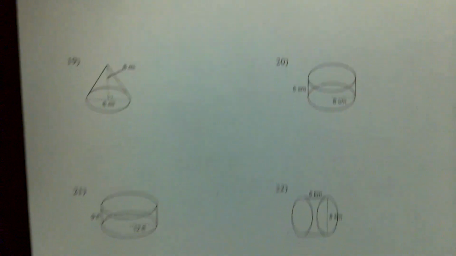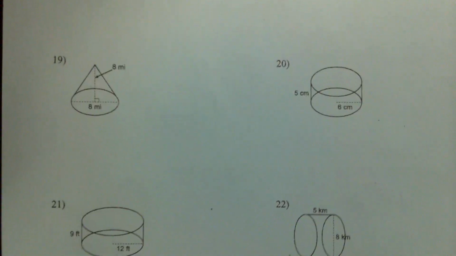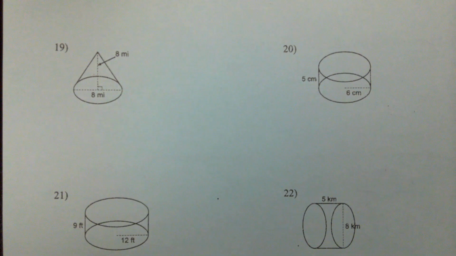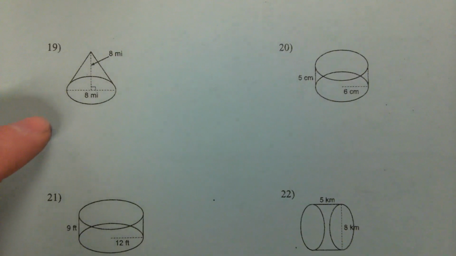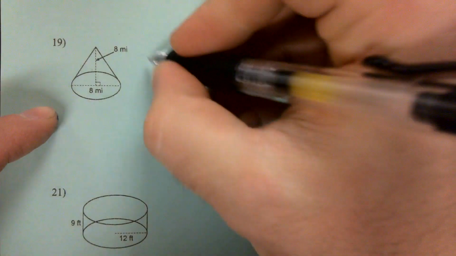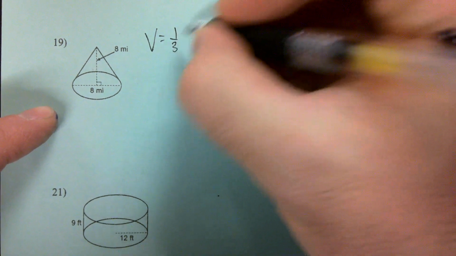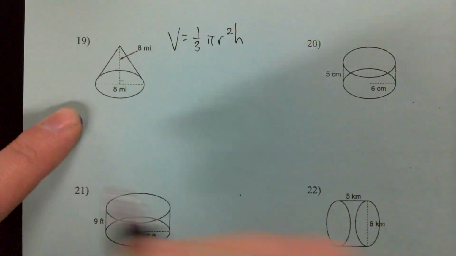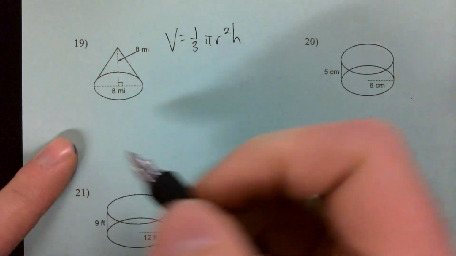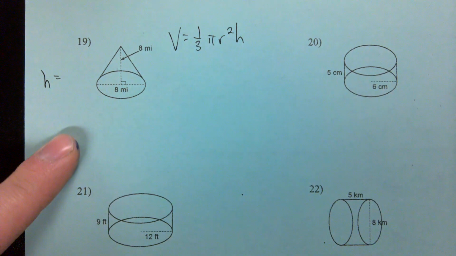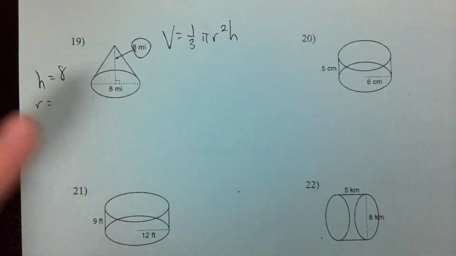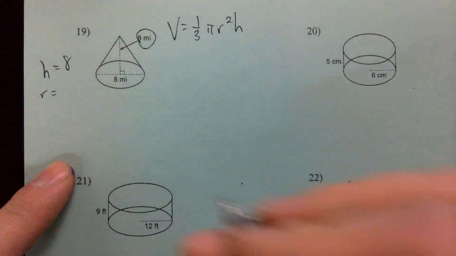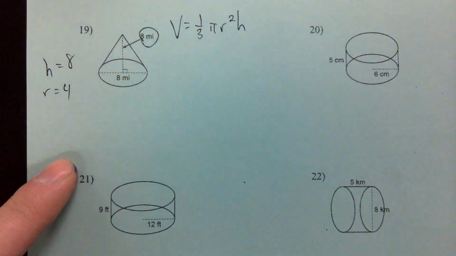Now, if we're looking at volume on the back, let's take number 19. What's the shape you see in number 19? A cone. So my volume is 1/3 pi r squared h. What's the height of this cone in number 19? 8. And what is my radius in this cone? 4. Why is it 4?